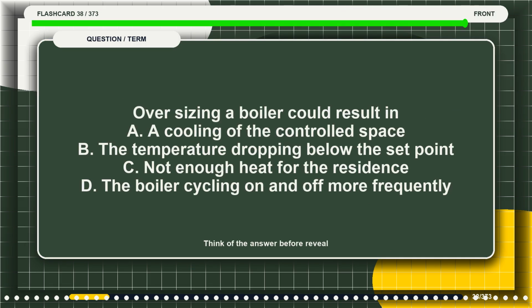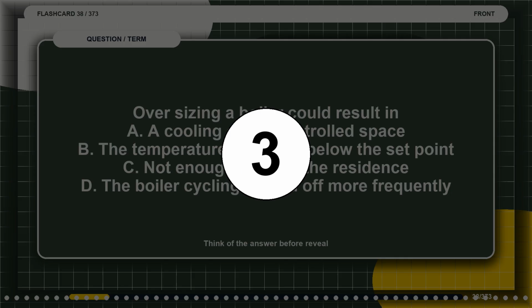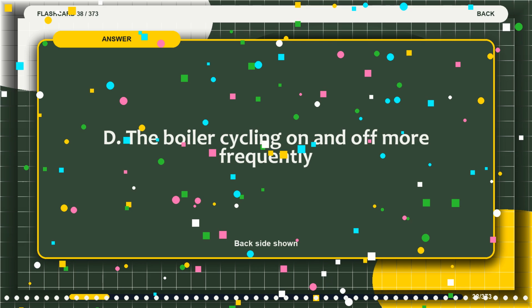Flashcard 38. Oversizing a boiler could result in A. Cooling of the controlled space. B. The temperature dropping below the set point. C. Not enough heat for the residence. D. The boiler cycling on and off more frequently. Think of the answer before the reveal. The answer is D. The boiler cycling on and off more frequently.